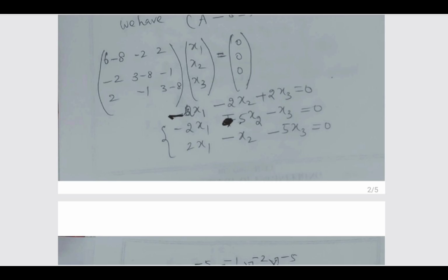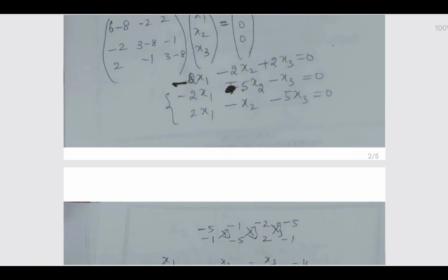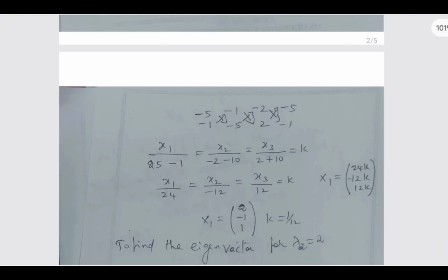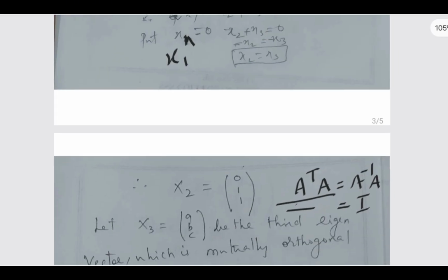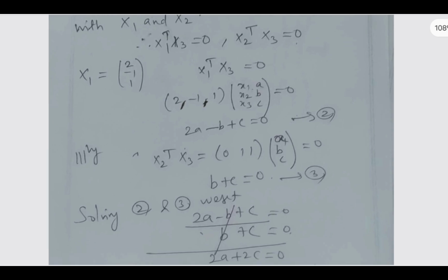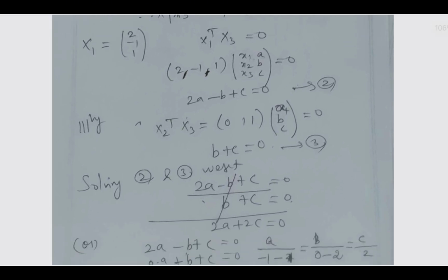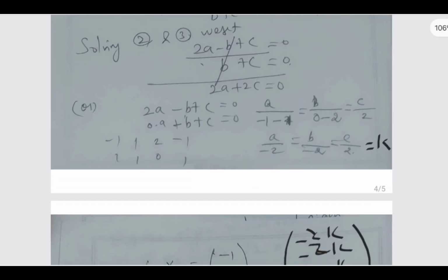Then you should not apply the same methodology for the third vector, because it is a symmetric matrix and the eigenvectors are orthogonal to each other. So we go for the third eigenvector by using the method of orthogonality. Then we got the eigenvectors like this. So it's better you concentrate and try to understand it. Thank you.